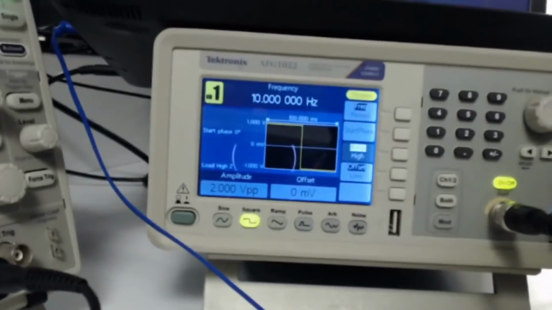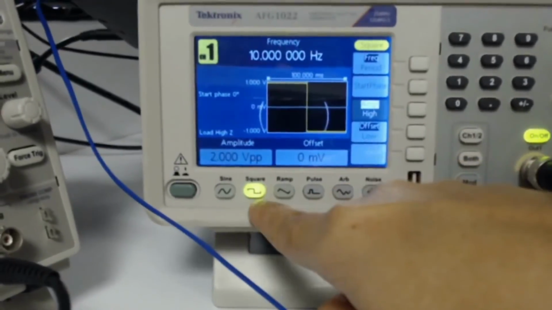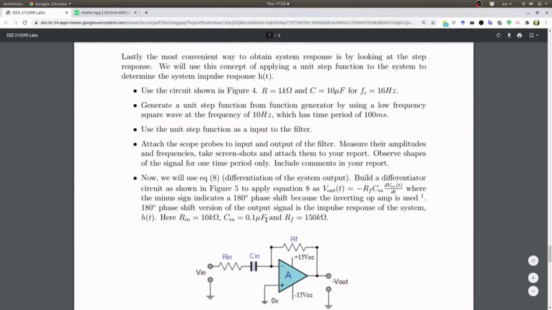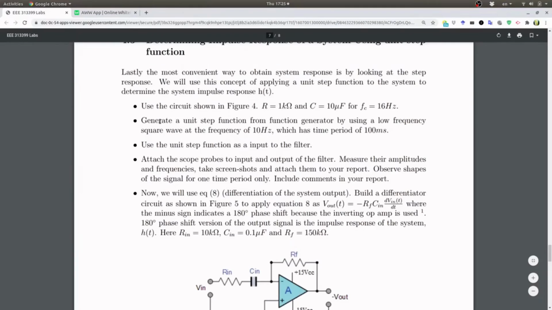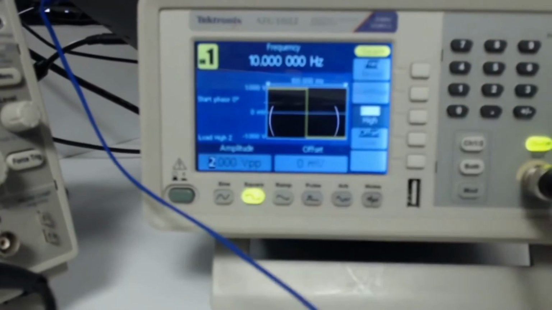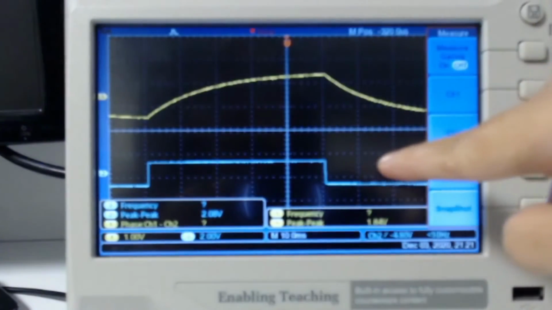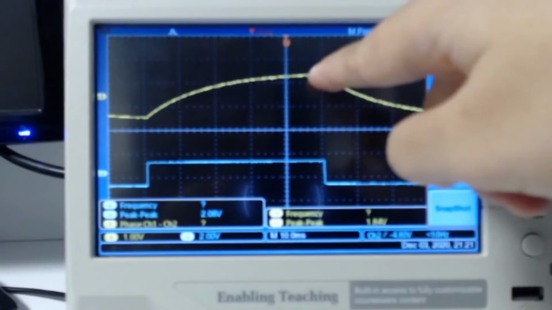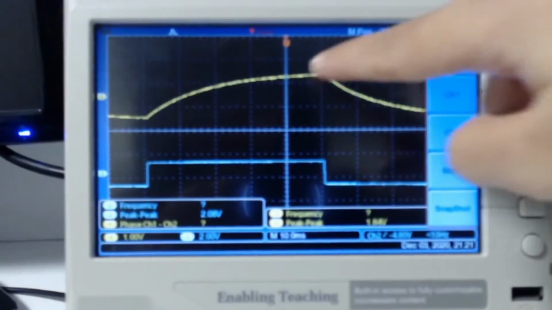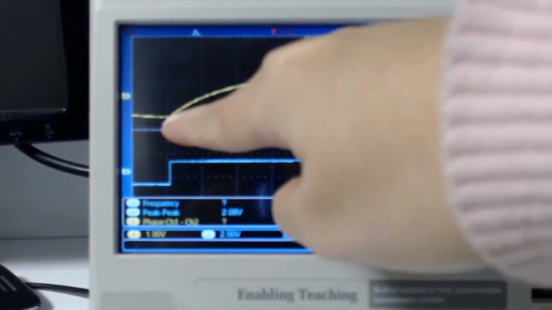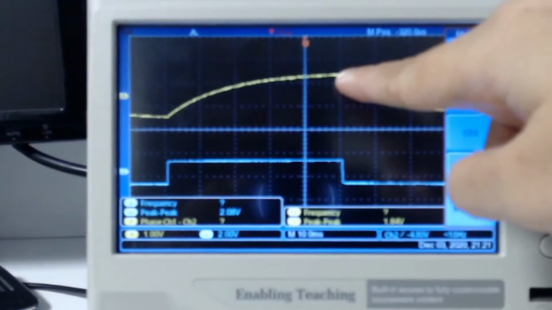We don't have a unit step function in the function generator, so we will just use a square wave. In order to make it, it should have a very long width, so I use a low frequency from the function generator. I just randomly put 2 Vpp. So only minus, and then it should be 1 here. It should keep going, it shouldn't drop. So this is the output of the system.